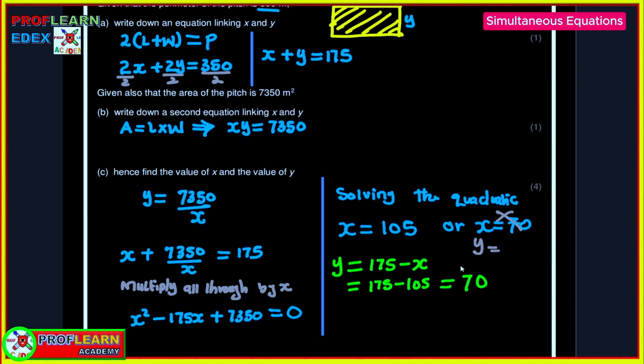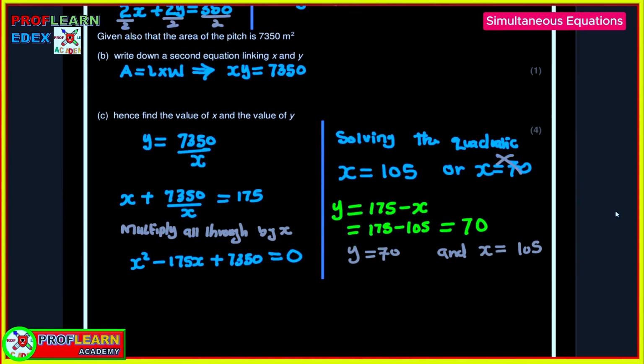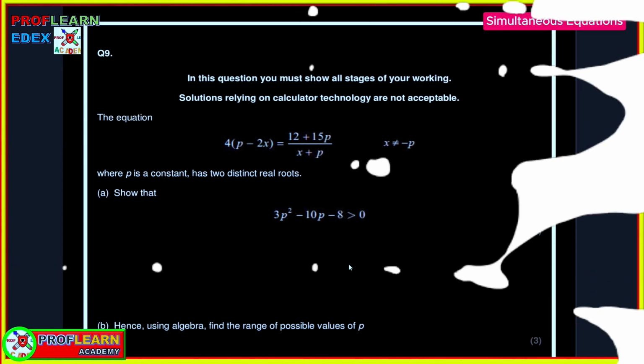Remember, you were told that x has to be greater than y. So that's the condition that we are using so that we can decide that x is going to be 105 and y must be 70.